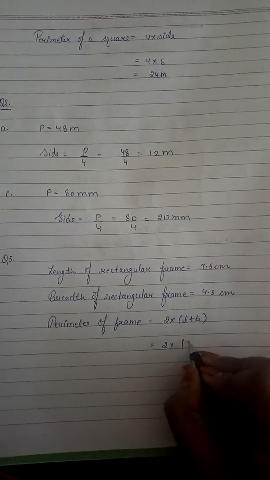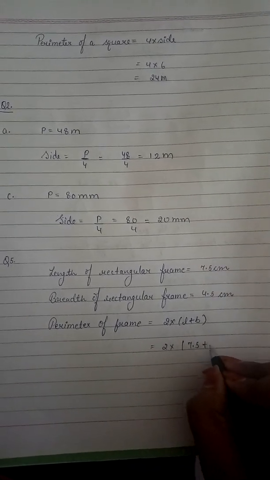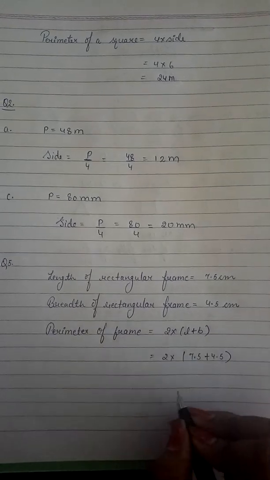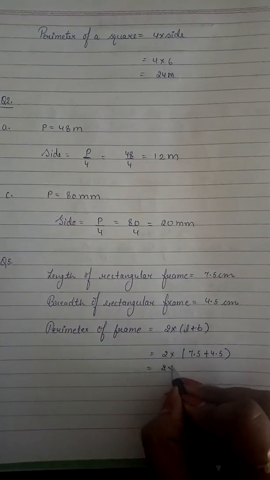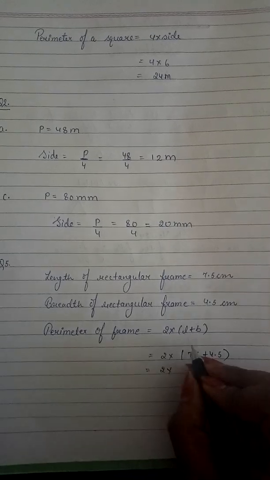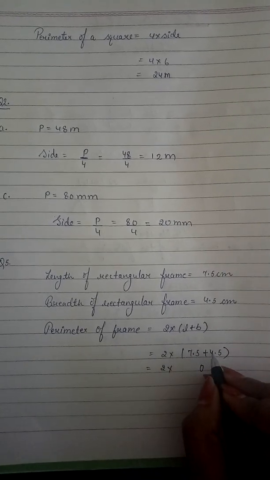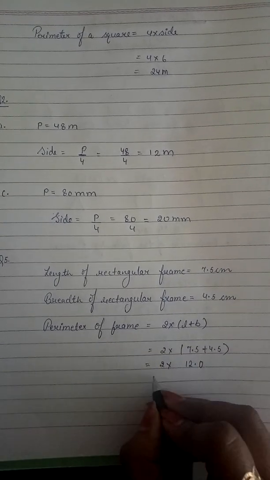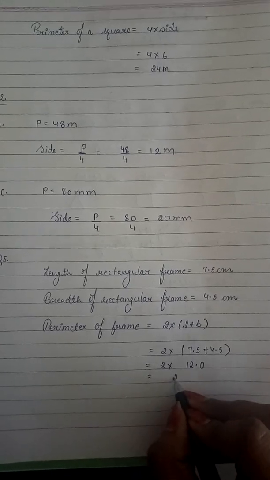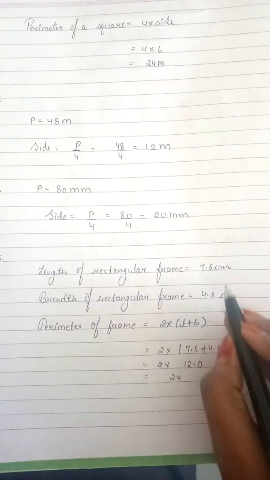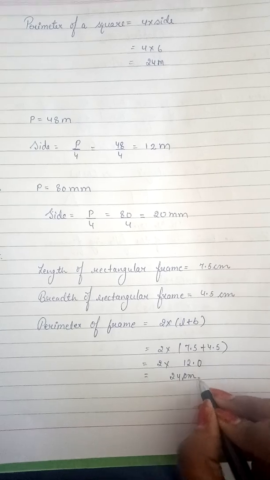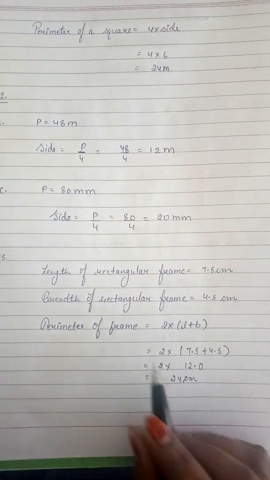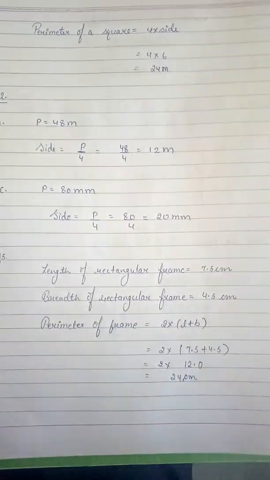2 multiplied by 7.5 plus 4.5. Let us add first. 5 plus 5 is 10, 1 carry, 7 plus 1 is 8, plus 4 is 12. 12.0. Now multiply, 12 twos are 24. The unit is centimeter. So 24 centimeter is the perimeter of this rectangular frame.